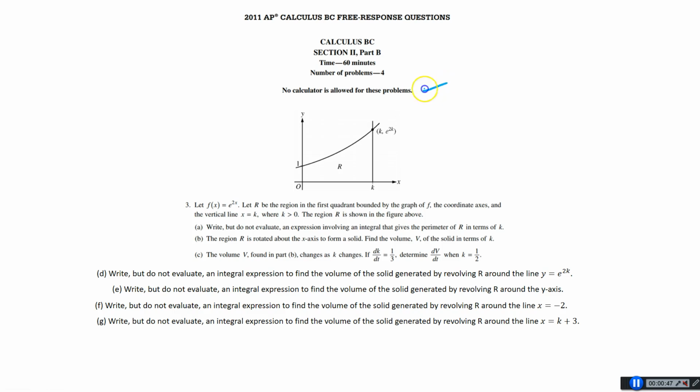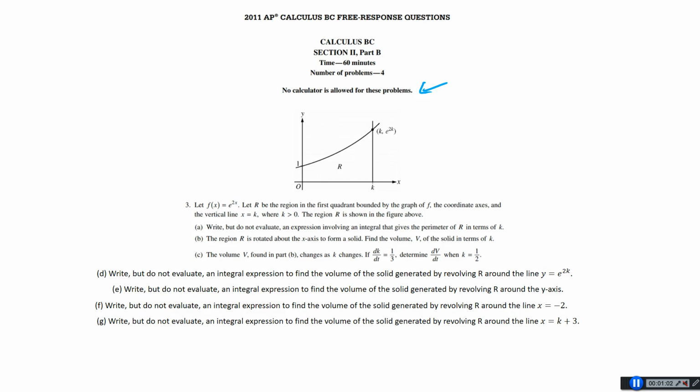Alright, so it's a no calculator problem. f of x is e to the 2x, all right? That's our curve right here. R is the region in the first quadrant bounded by the graph of f, the coordinate axes, and the line x equals k, where k is a positive number. Interesting. The region R is shown in the figure above.